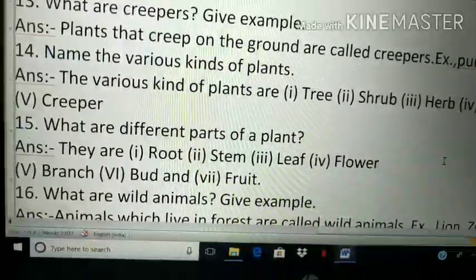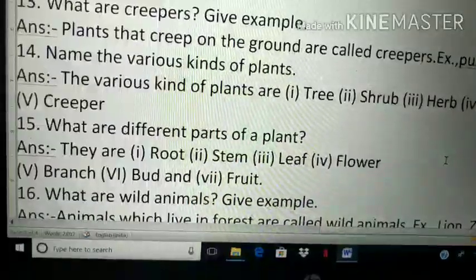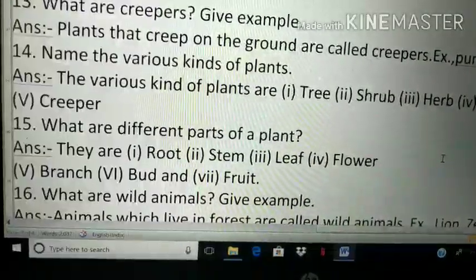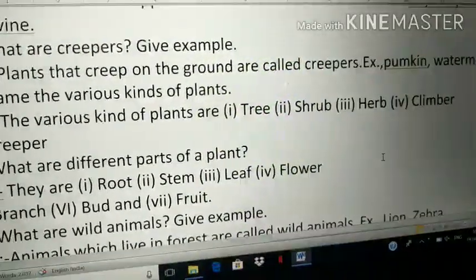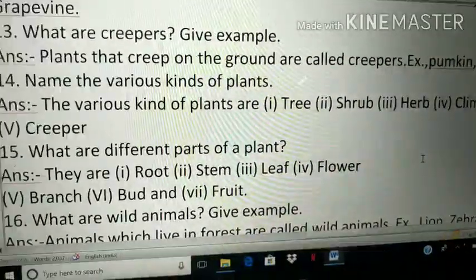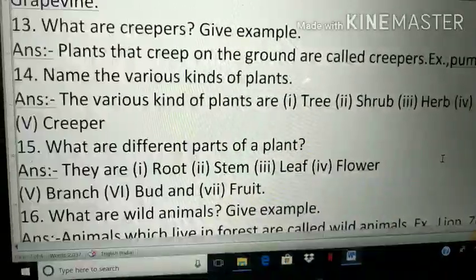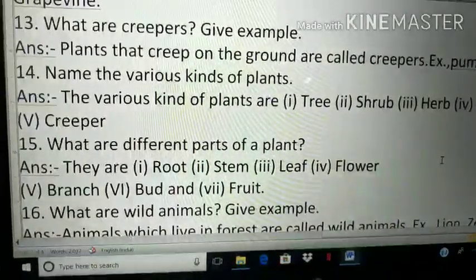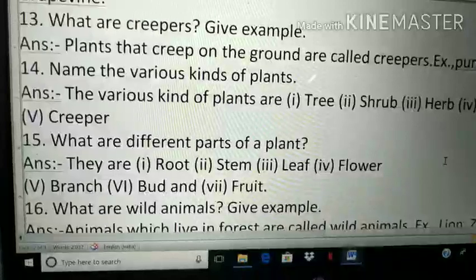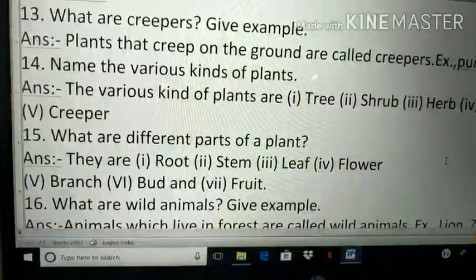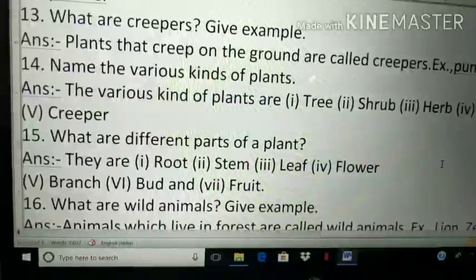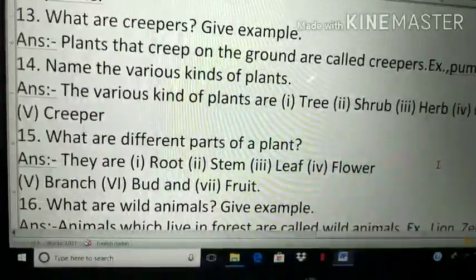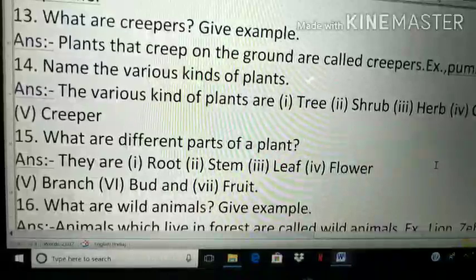Name the various kinds of plants. The various kinds of plants are tree, shrub, herbs, climber, and creepers. What are the different parts of a plant? They are root, stem, leaf, flower, branch, bud, and fruit.